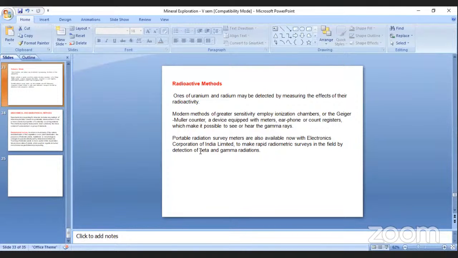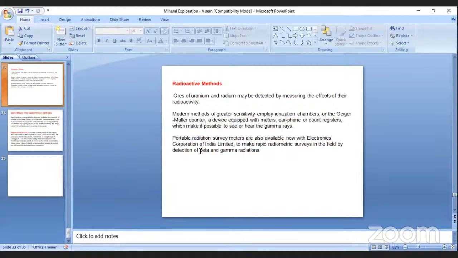And one more machine is called a scintillometer, and one more machine was the Syntrex. We hold it in our hand while we are walking on a field.